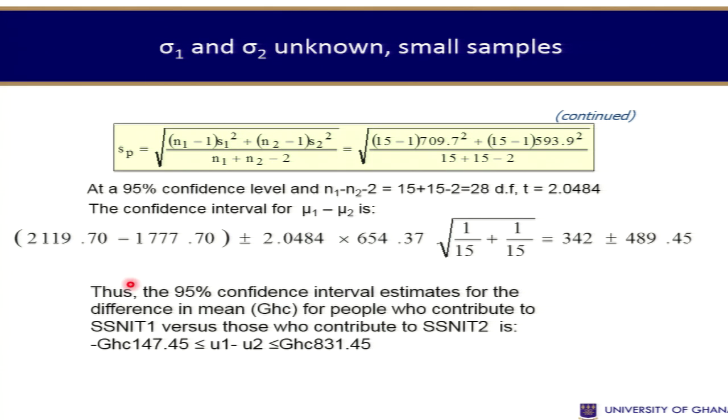When you put all this together into the relation, we have a lower bound of 147.45 cedis and an upper bound of 831.45 cedis. Therefore, we believe that the 95% confidence interval for the difference in the mean contribution for those who contribute to SNP 1 versus those who contribute to SNP 2 lies between 147.45 cedis and 831.45 cedis.